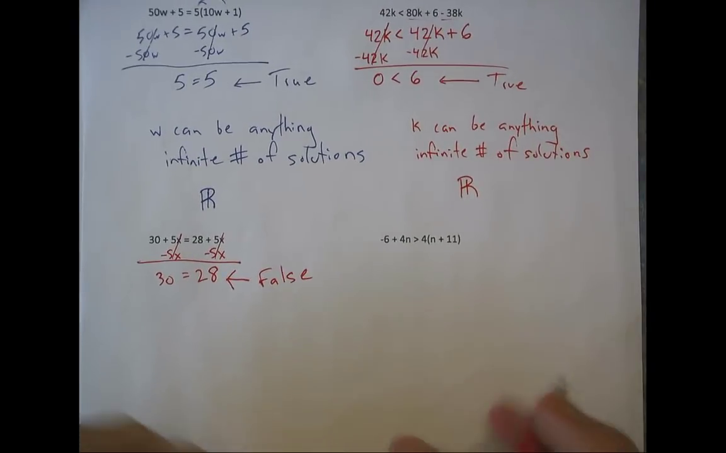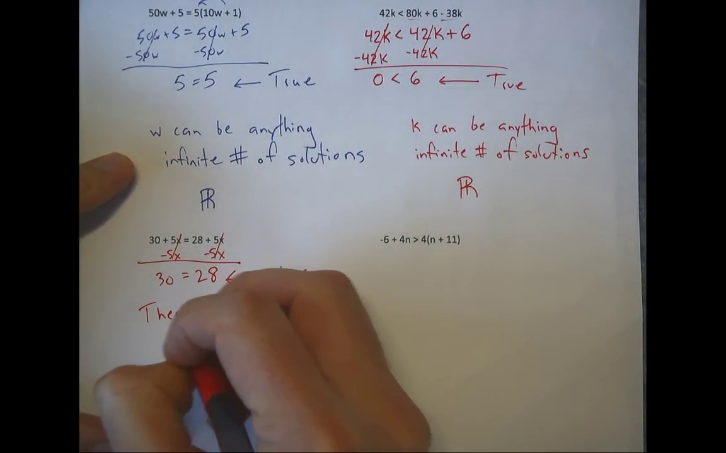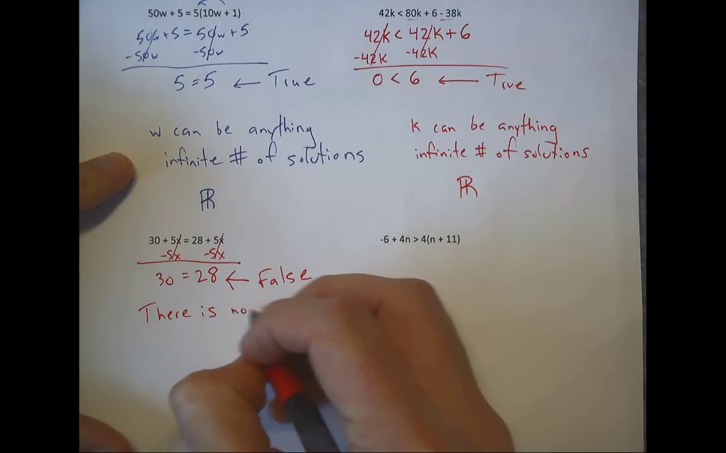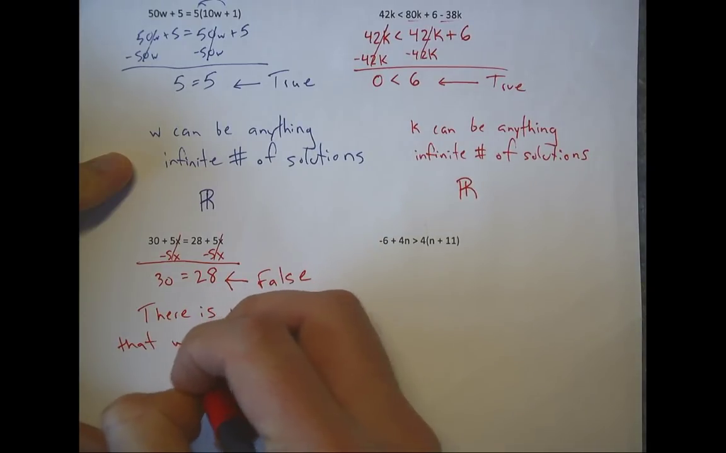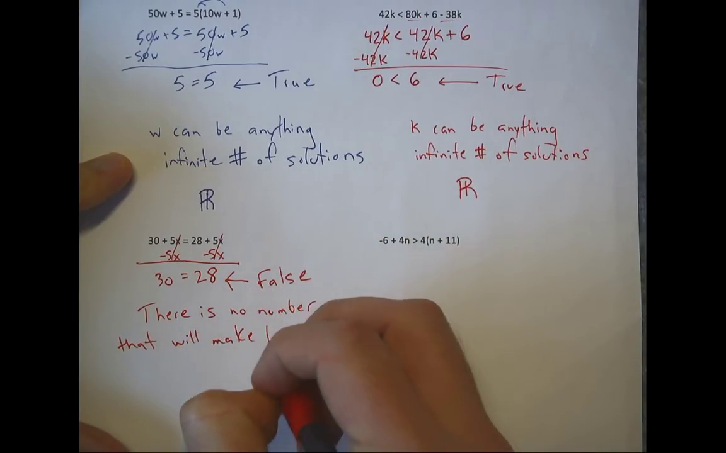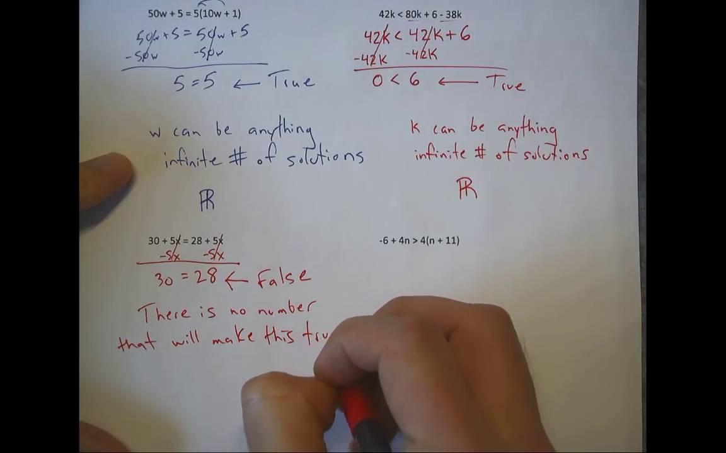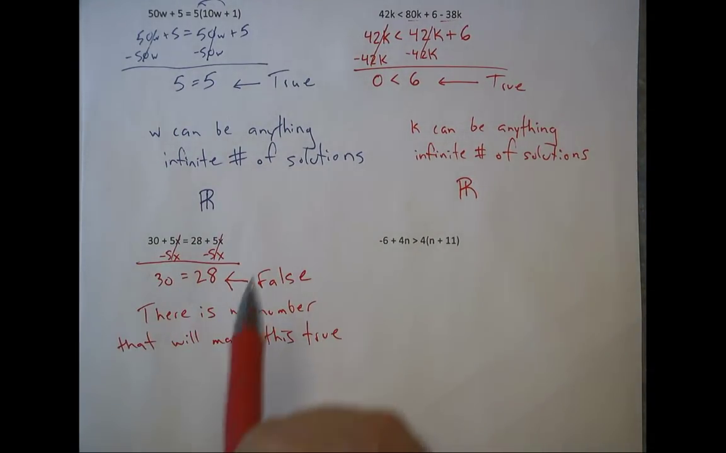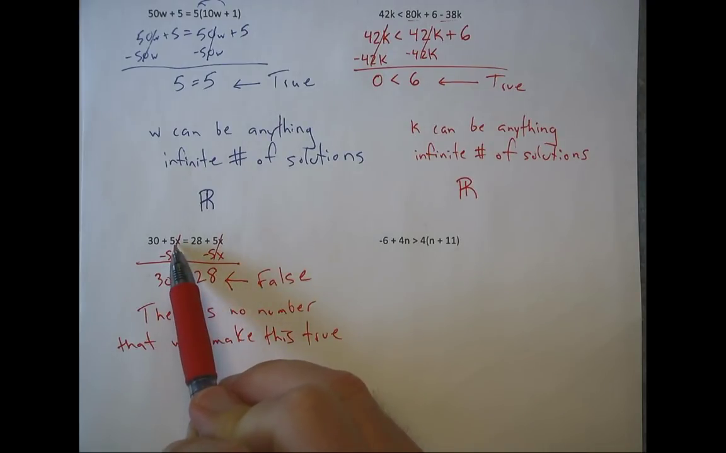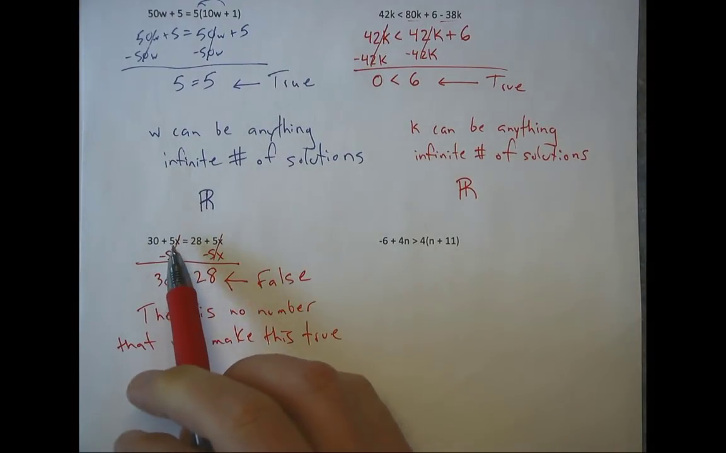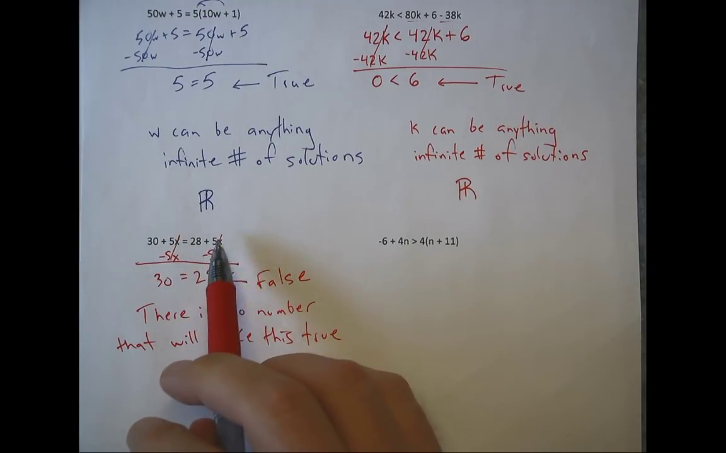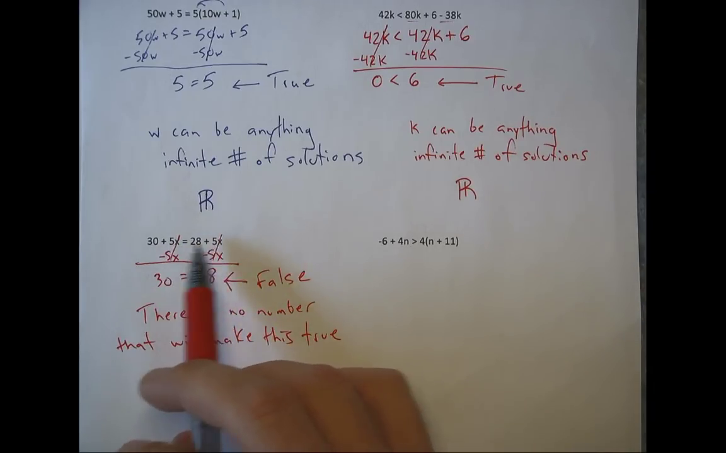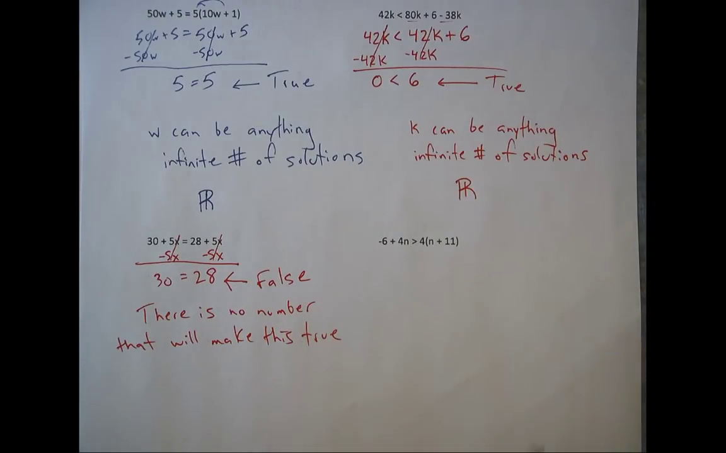So what does this mean? That means there's no number that will make this true. So it doesn't matter what number you plug in for x. If you plugged in 0, the 5s would go away, and it says 30 equals 28. Well, that's not true. Well, if you plugged in 1, 5 times 1, add it to 30, that's 35. 5 times 1, add it to 28, that's 33. Those don't equal. So it doesn't matter what number you plug in for x on both sides. This is not going to be a true statement.